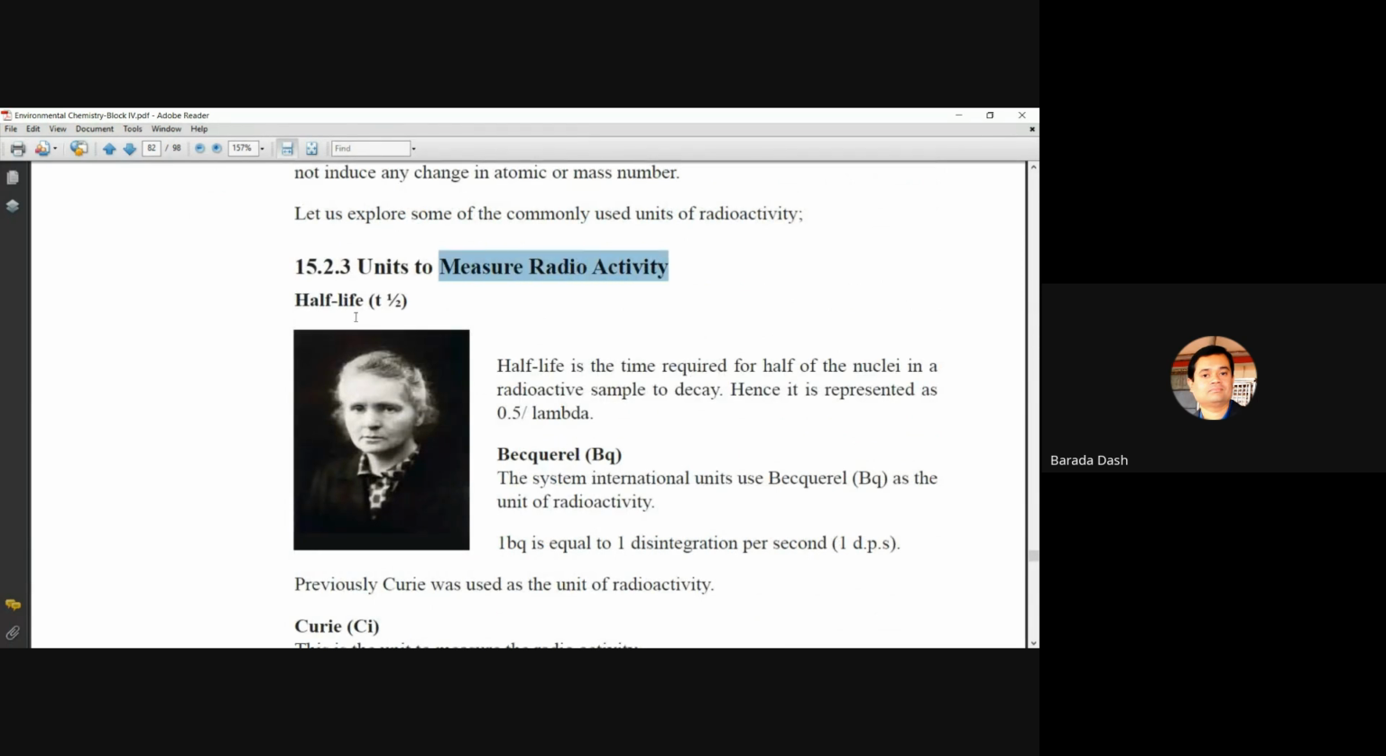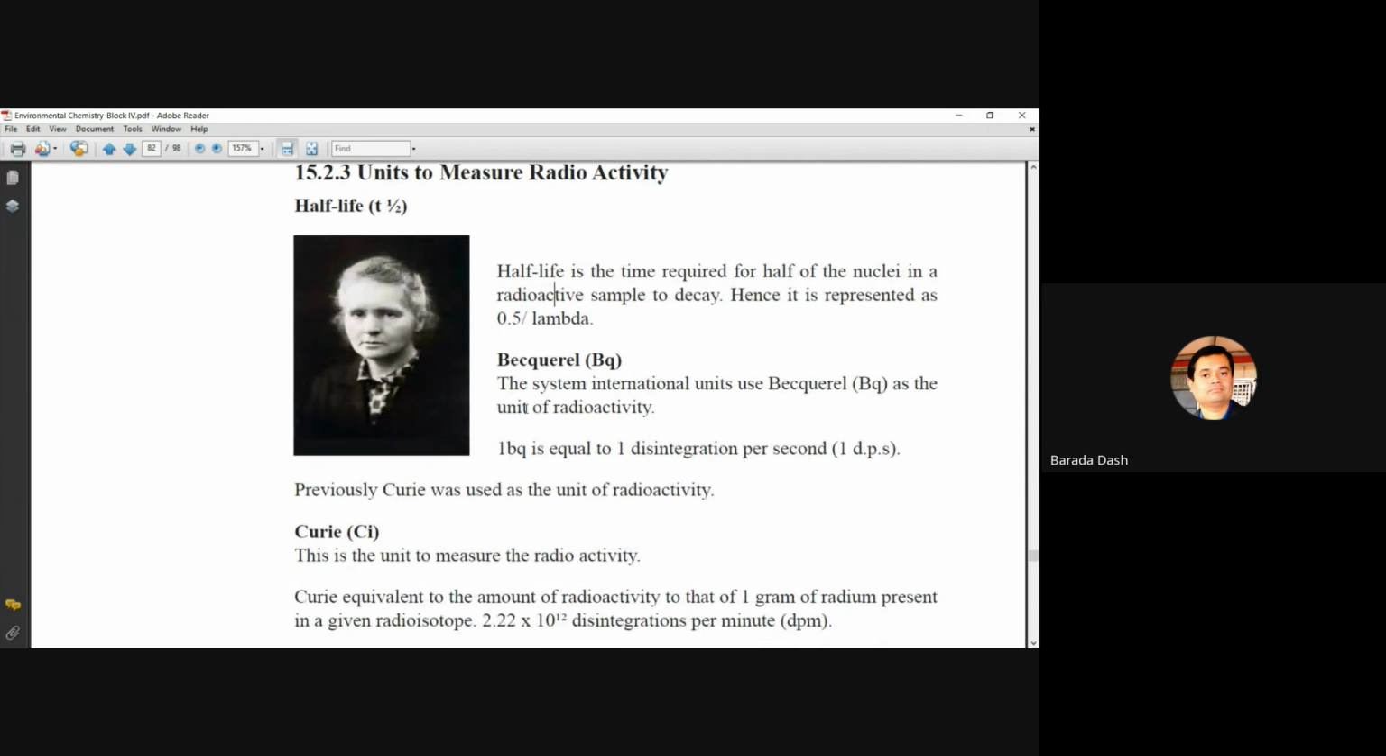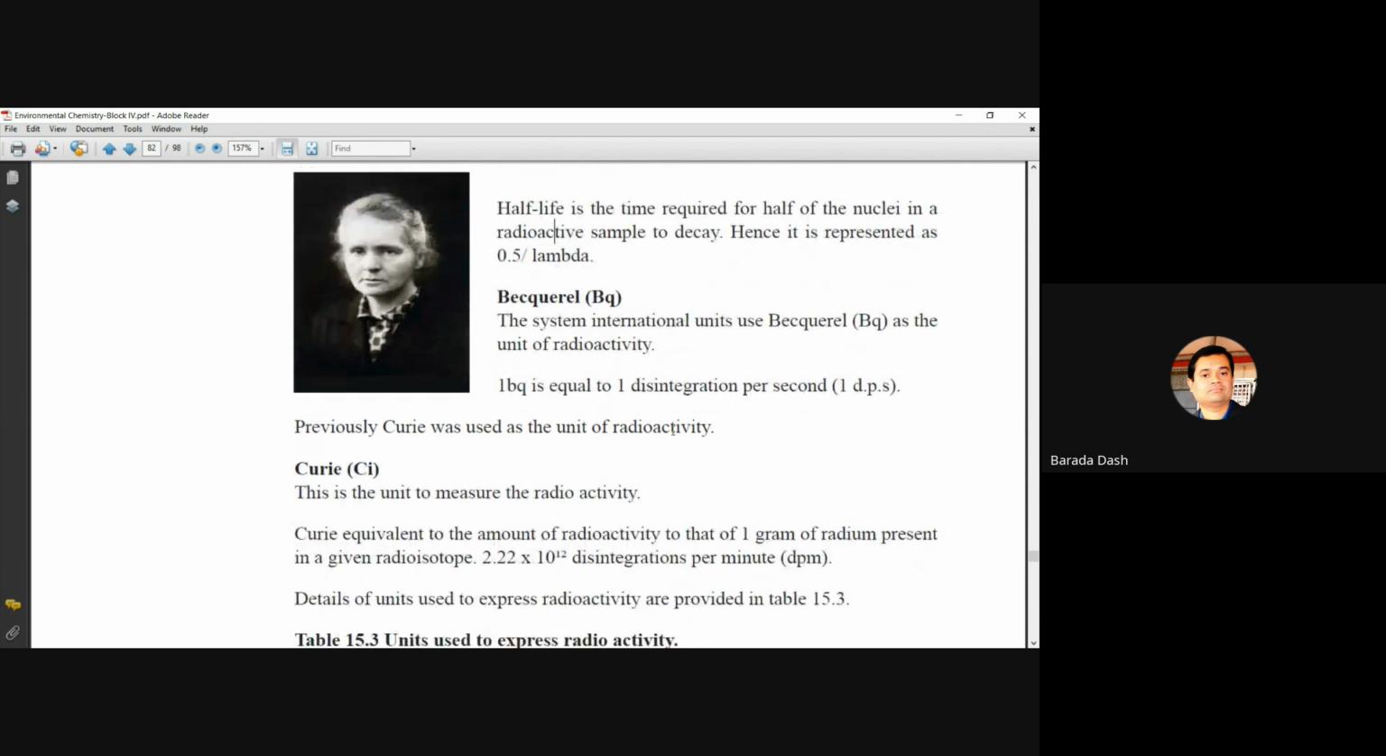Measure of radioactivity: half-life. Half-life is the time required for half of the nuclei in a radioactive sample to decay, represented by 0.693 divided by lambda. Becquerel, Bq, is the SI unit of radioactivity. What is the unit of radioactivity? Becquerel. One Bq is equal to one disintegration per second.